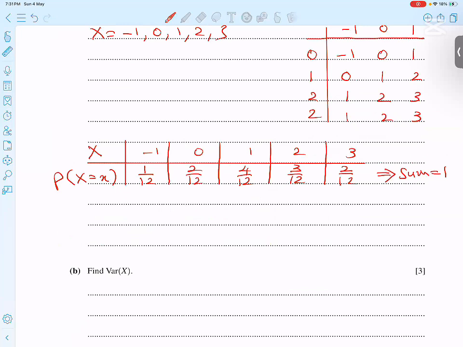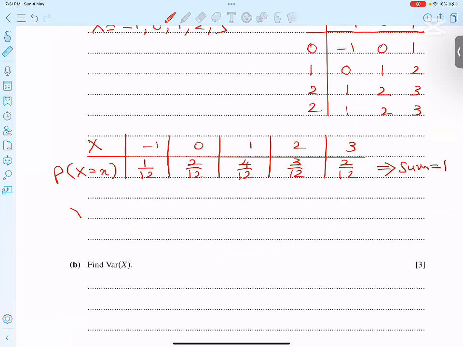And what is the variance? So first of all, I will go for the mean. What is the mean formula? So E of x. E of x is called mean. How to get mean? Basically, what I'm going to do, I multiply them and add them all. So if I multiply this with that, I get a -1 over 12. And when I multiply with this, I get a 0 out of 12, then 4 out of 12, then 6 out of 12, and then 6 out of 12.